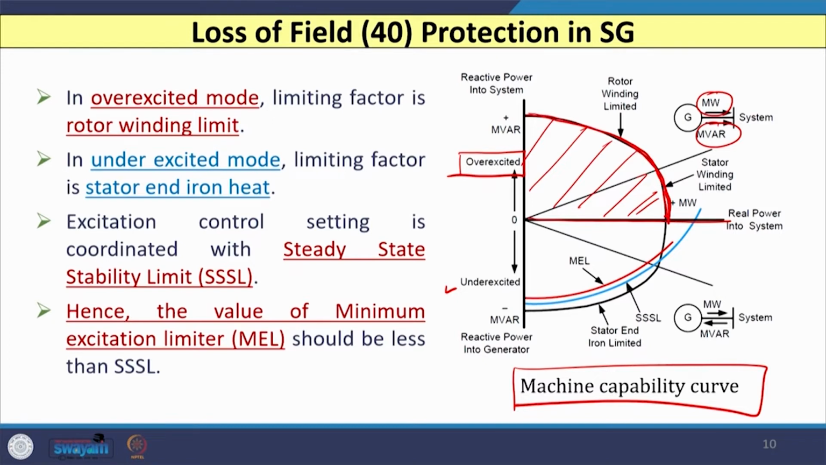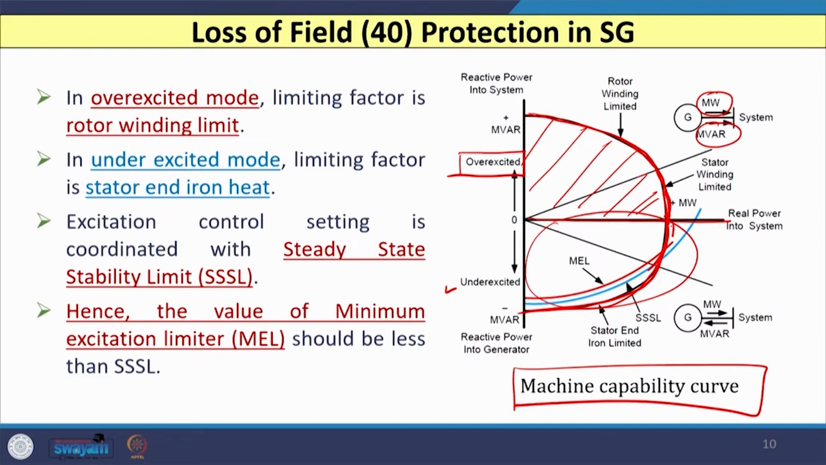On the other hand, when such loss of field takes place, the synchronous generator is going to act as an induction generator. In that case the lower locus comes into the picture, in which the generator delivers active power. However, at the same time it takes reactive power from the system. This limit, which is in the fourth quadrant, is governed by the stator end iron heating. This fourth quadrant region is more important when there is a loss of field, and that needs to be detected.